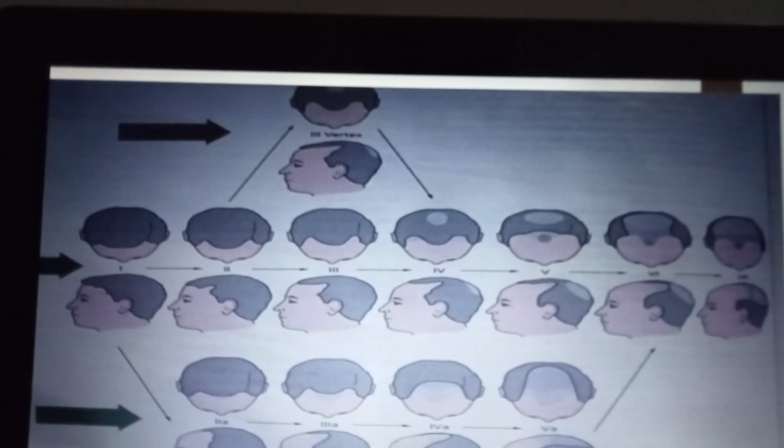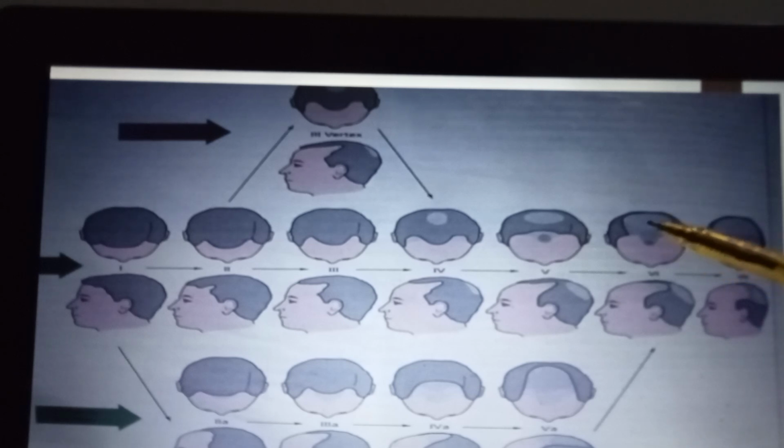Now grade 6 of Norwood classification. No swath of hair. There is a sheet of plain area, or you may say a sheet of baldness, with a horseshoe shaped pattern of hair loss in the crown area. Now this is actually the grade 6 system of Norwood classification.